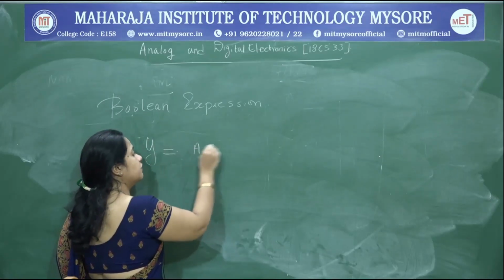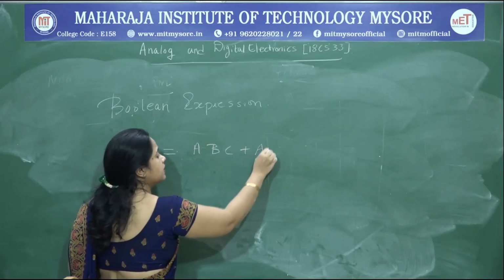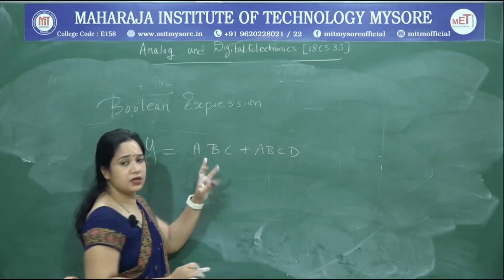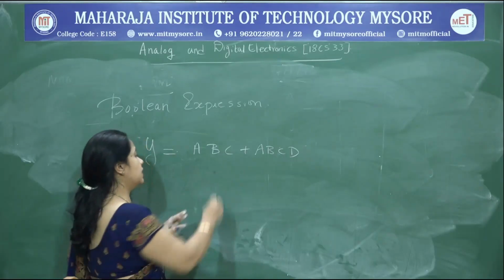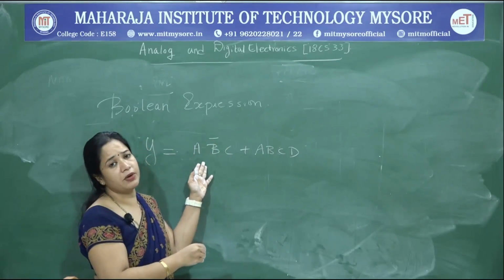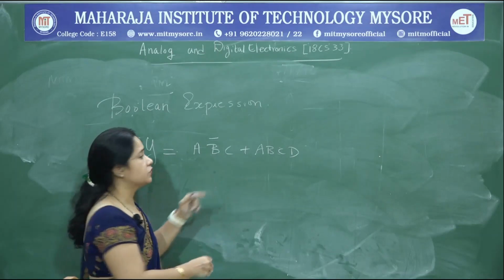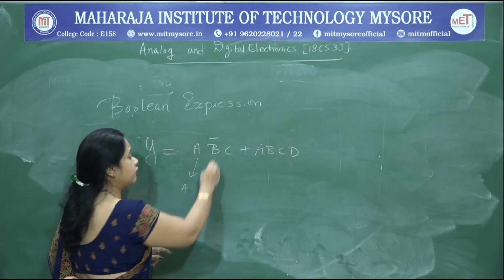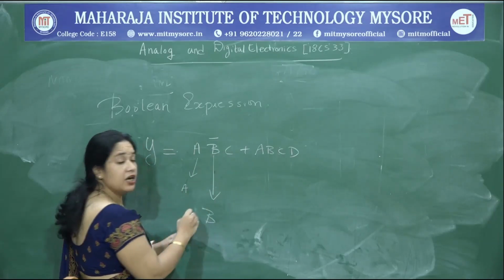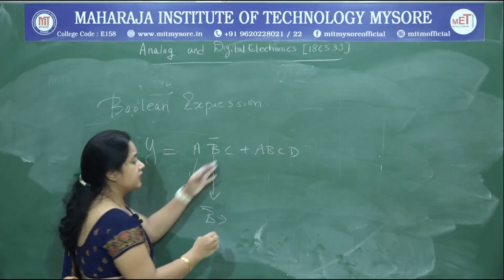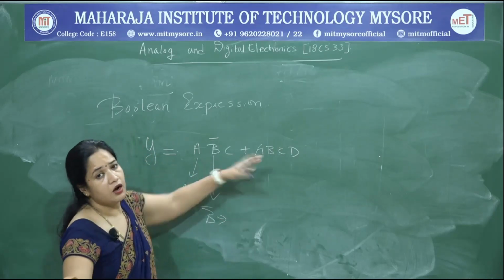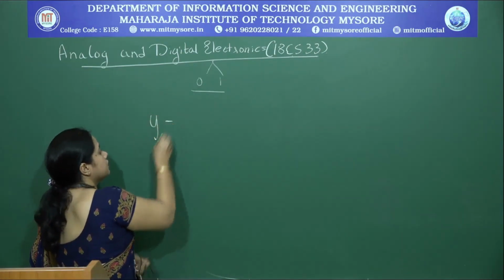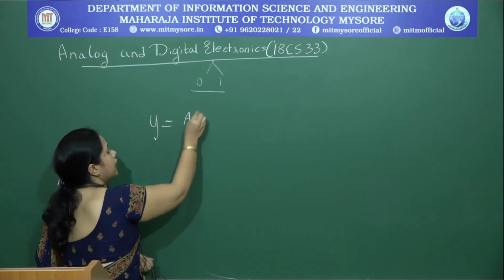So, inputs, we will call them A, B, C, D. There are 4 inputs A, B, C, D. The inputs are either in their complemented or uncomplemented form, so we call them literals. A is called a literal in its uncomplemented form, and B is another literal in its complemented form, C is in uncomplemented form, and so on. Say for example, this is an example of a Boolean expression.